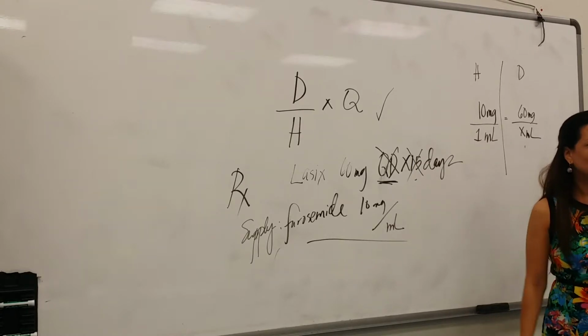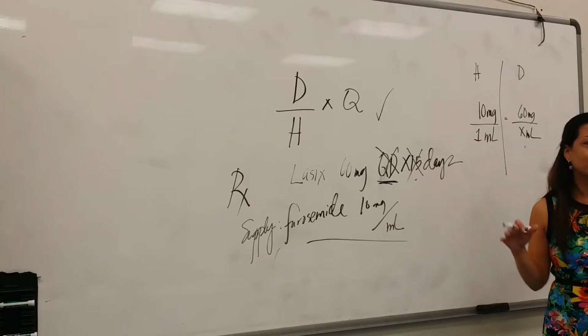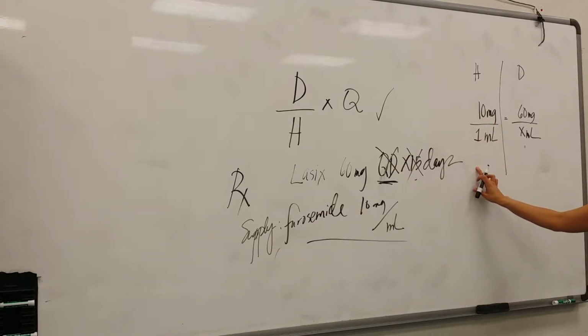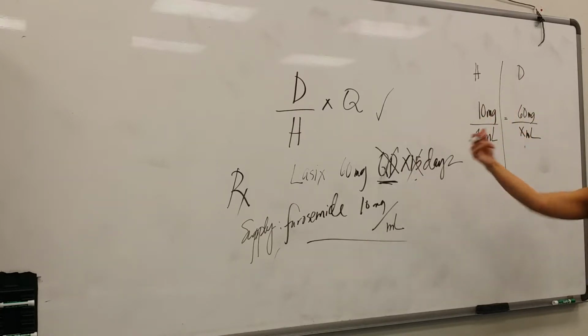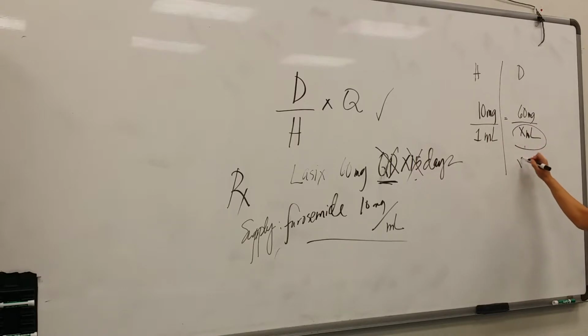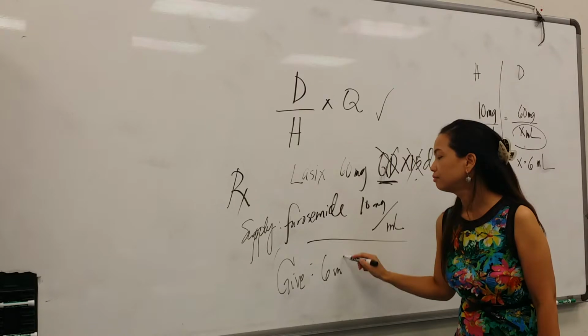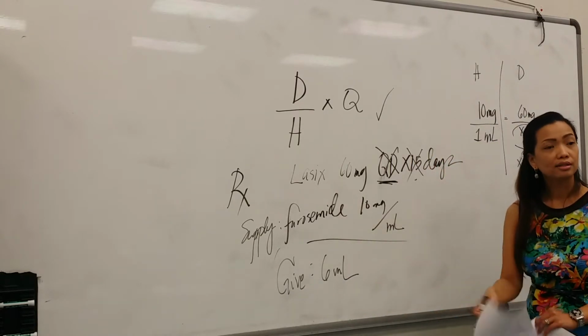We can still use the formula, but you have to set it up differently. You have 10 milligrams for every mL, but the doctor doesn't want 10 milligrams. The doctor wants the patient to have 60, which is 6 times, so you expect your answer to be 6 times as well. So what's the answer here? 6 mL. So you have to give the patient 6 mL. Is that clear?